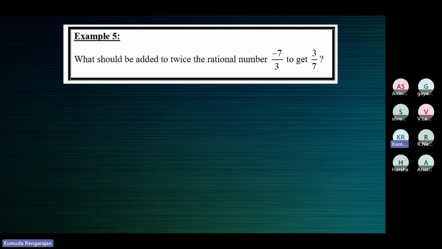Children, read out the last question which we did in the previous class. We started word problems, right? Please open your notebook and read out the last question of the previous class.